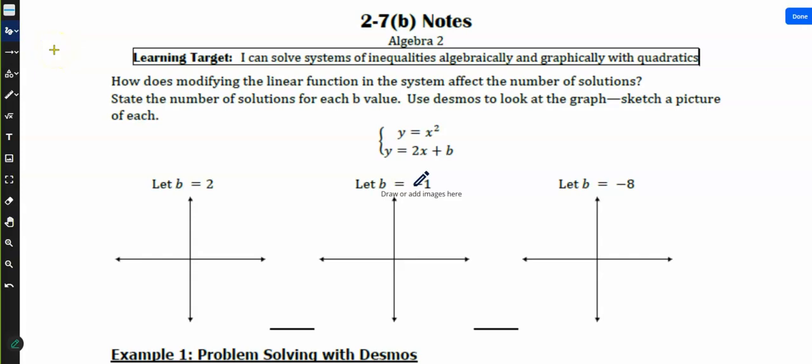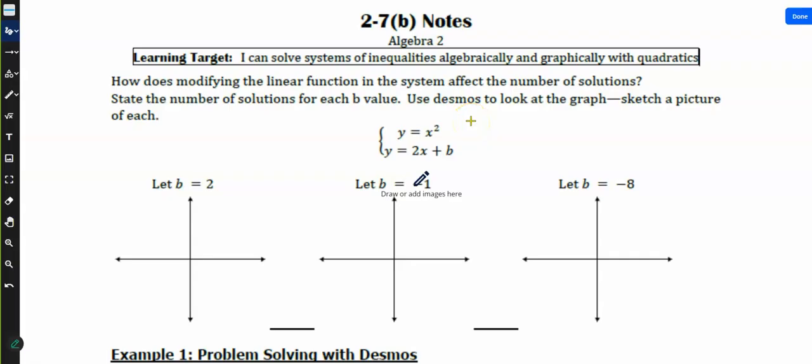Okay, so lesson 27B. How does modifying the linear function in the system affect the number of solutions? So we're going to state the number of solutions for each one of these B values. We got 2, we got -1, and we got -8. We're going to use Desmos to look at the graph and sketch a picture of each.